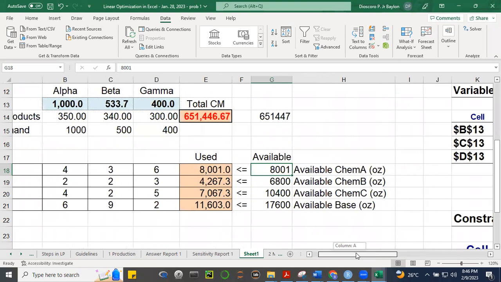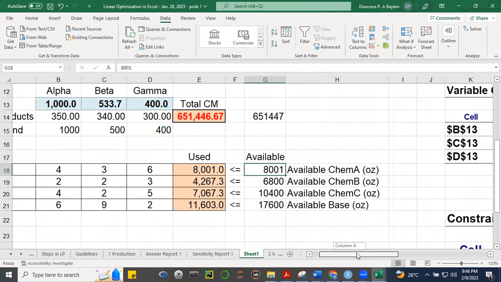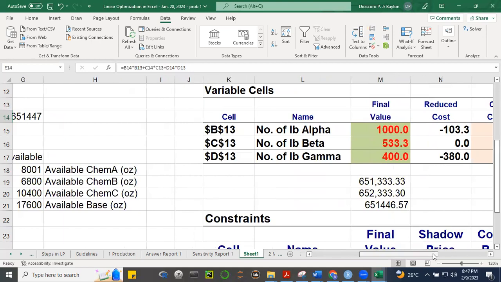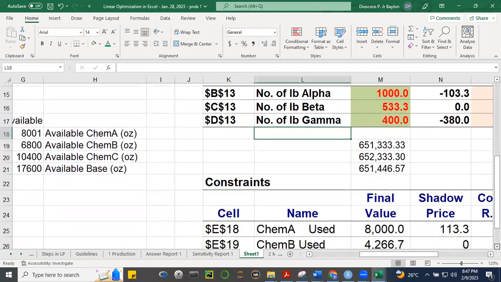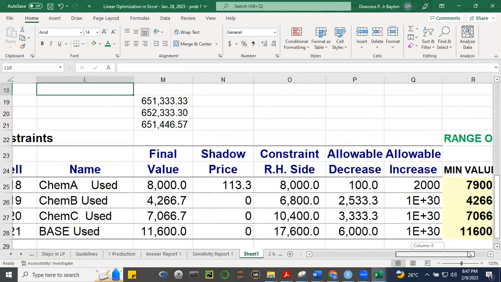What changed? You're right. Sabi mo, nagbago yung total contribution margin, no? Ito, naging 651,446.67. Okay, sige. Ano pa? Ano pa, guys? What others did you see? Did you notice? And how does that relate to this range of feasibility na to?